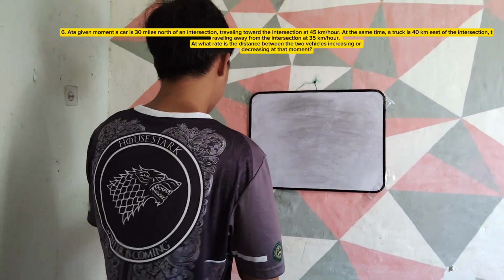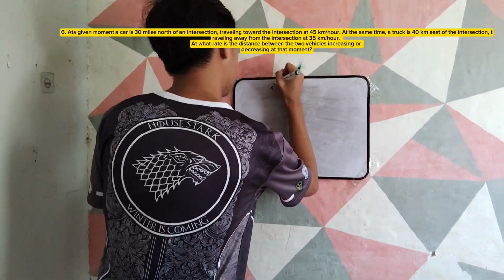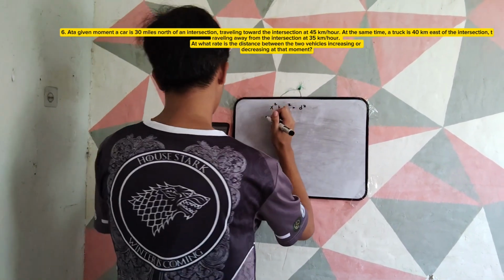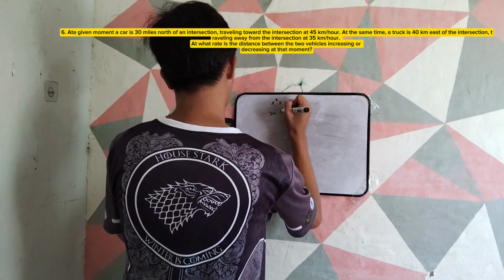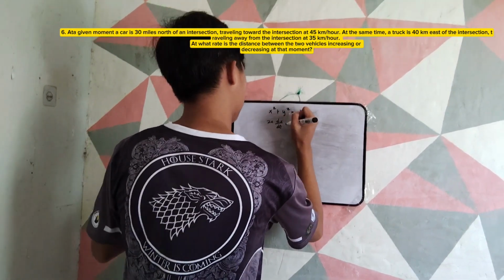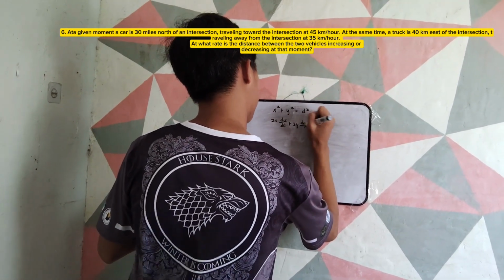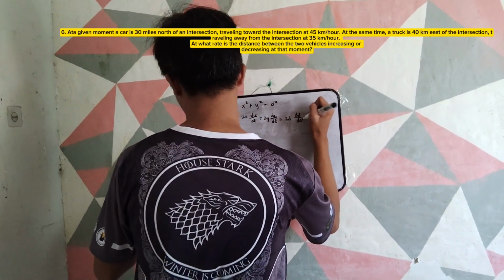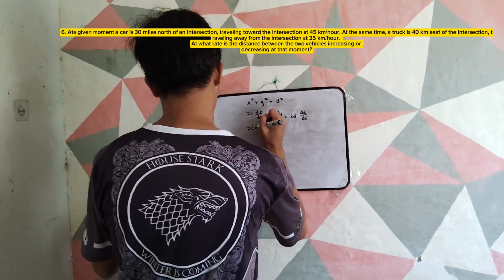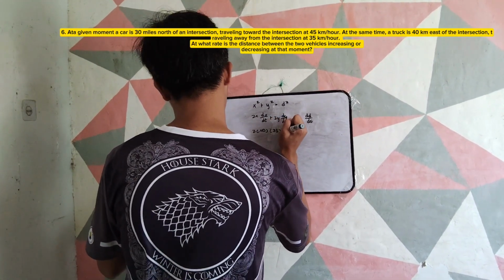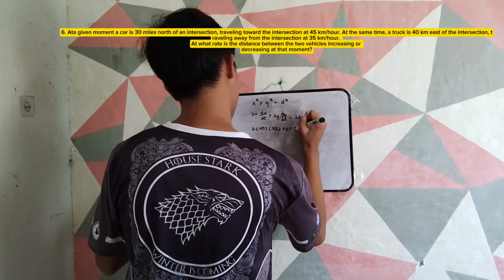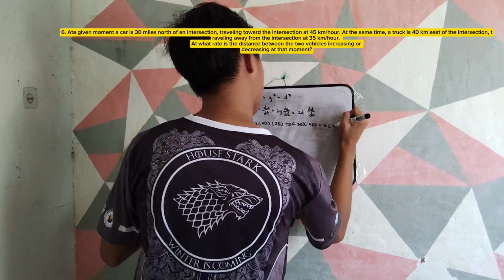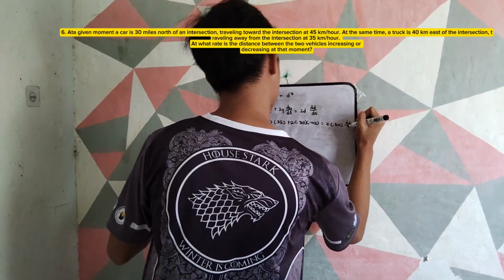So we use the Pythagorean theorem also. So x squared plus y squared is equal to d squared. So again, 2x dx over dt plus 2y dy over dt is equal to 2d dd over dt. So 2 times the value of x, which is 40, times 35, plus 2 times 30 times negative 45, plus 2 times 50 dd over dt.